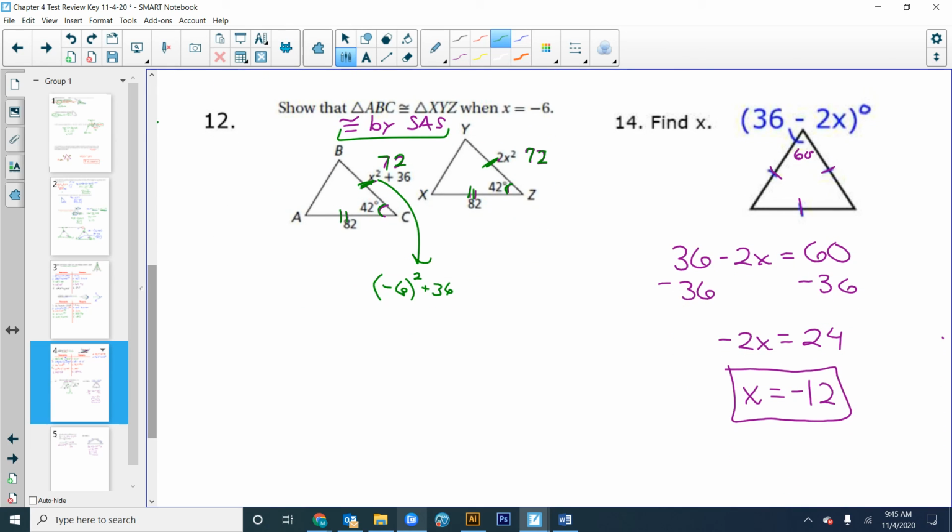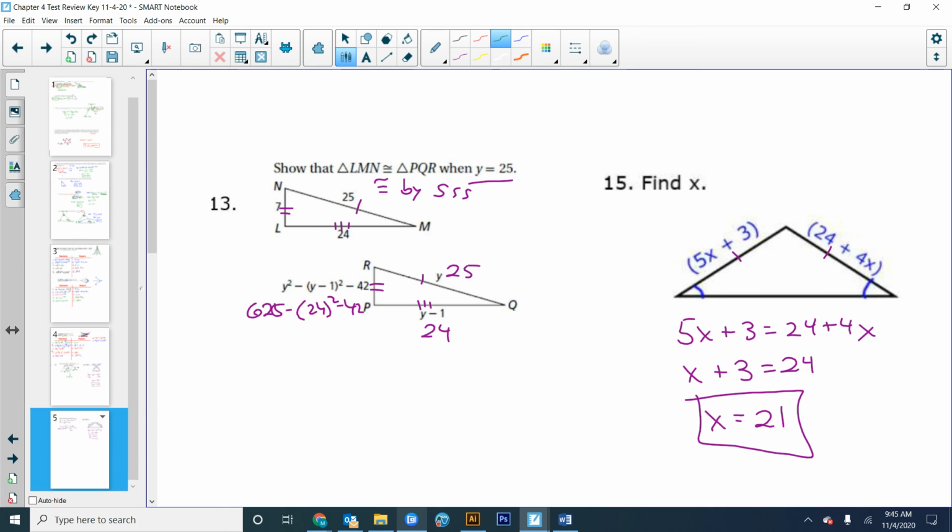Does that bother you, getting a negative for x? Can x be negative? Yes, as long as when you plug it in, the angle is positive, right? And negative 2 times negative 12 is 24, plus 36 is 60. So that works out just fine. Questions on that one?